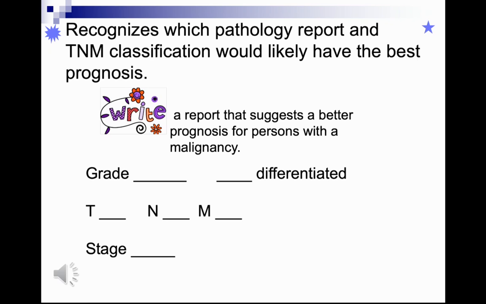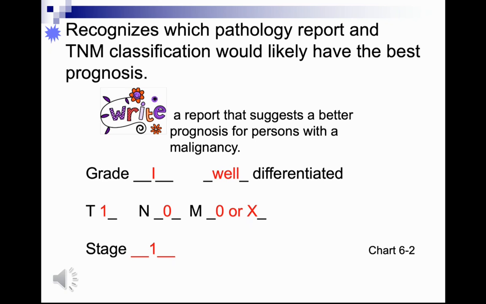So let's write a report that suggests a better prognosis for persons with a malignancy. We would like to see grade 1 well differentiated. It's malignant, but it still looks a lot like the cell it was supposed to be. And assuming that we couldn't get tumor in situ, T1, a small malignant tumor, no lymph nodes, and no distant metastasis. In fact, the tumor was so small, you wouldn't even look for distant metastasis. And that would convert to a stage 1, which generally has a good prognosis.